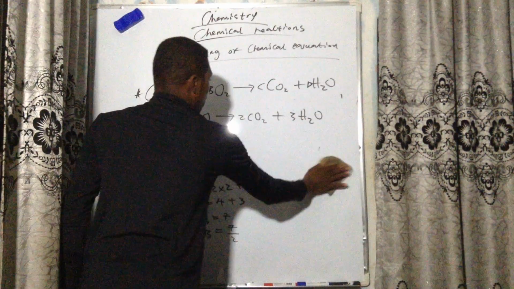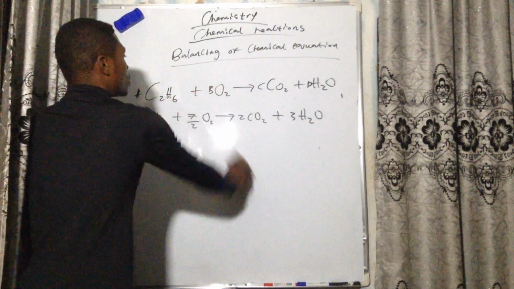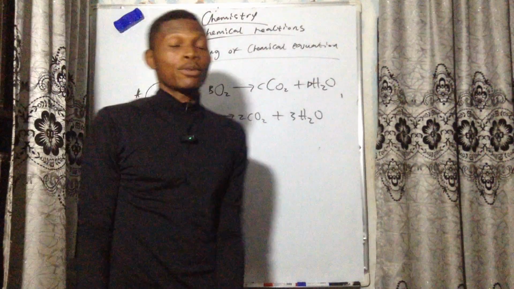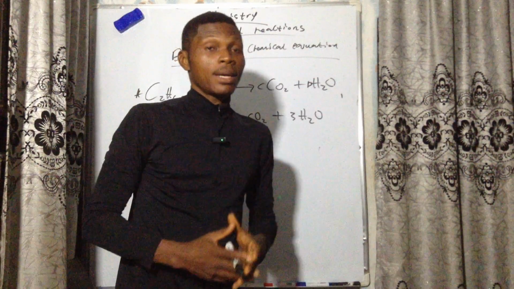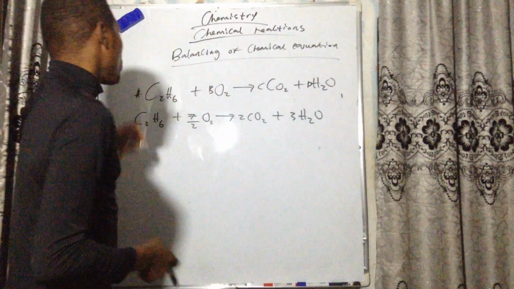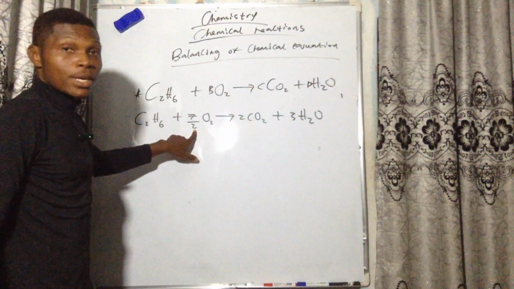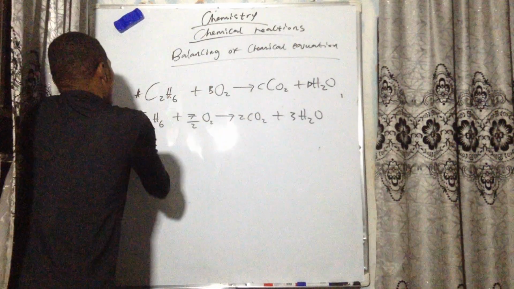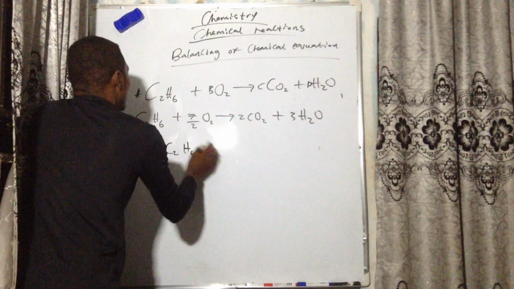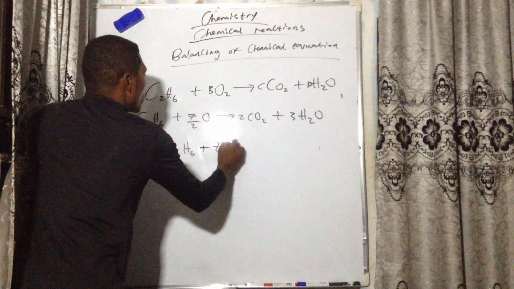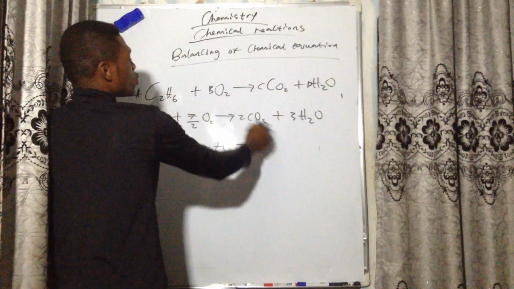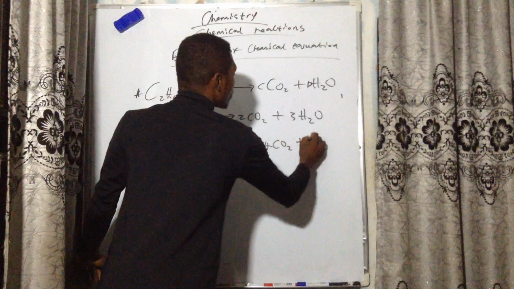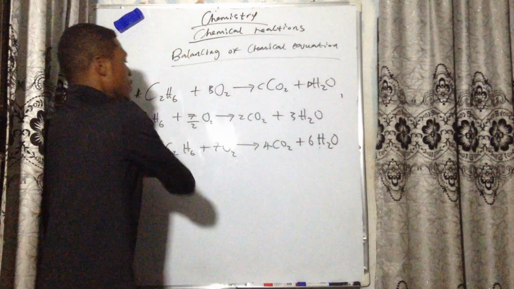Now, look at it here. But we can't have 7 over 2 here because half a molecule does not exist. A molecule is the smallest particle of a substance. So what we do here is we use 2, remember the denominator here is 2, to multiply both sides of this equation. 2 times this one is 2C2H6. 2 times 7 over 2 is 7O2, giving us 2 times 2CO2, that is 4CO2, plus 2 times 3H2O, that is 6H2O. Now, this is the balanced equation.